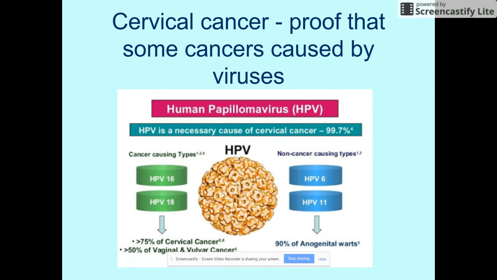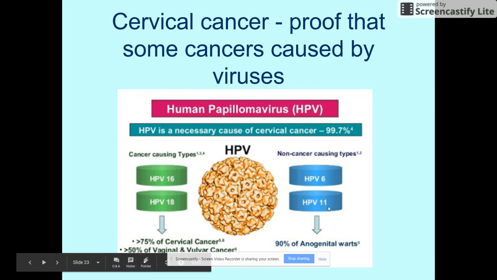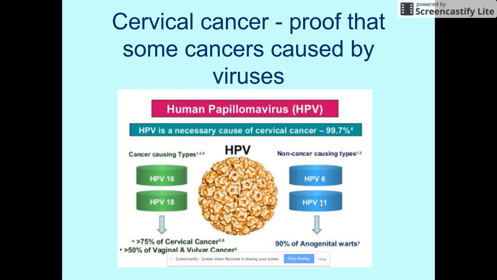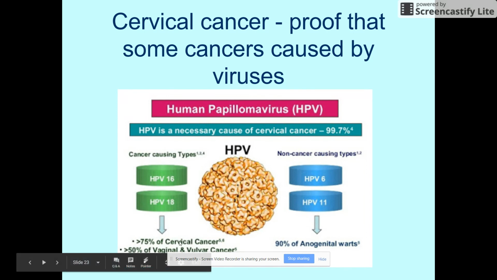There are certain versions of HPV, HPV-6 and HPV-11 are shown here, that will cause the normal development of that virus. But there are a couple of cancer-causing types, such as HPV-16 and 18, that will lead to an increased risk of cervical and vaginal cancer.